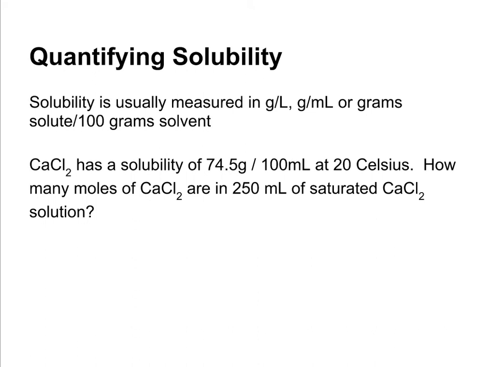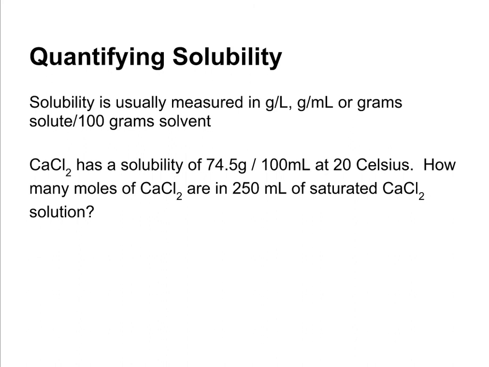Solubility is usually measured in grams per liter, grams per milliliter, or grams of solute per 100 grams of solvent. And we can use that as a conversion factor in dimensional analysis or even stoichiometry problems. So let's look at this example. Calcium chloride has a solubility of 74.5 grams per 100 milliliters at 20 degrees Celsius. How many moles of calcium chloride are in 250 milliliters of saturated calcium chloride solution?